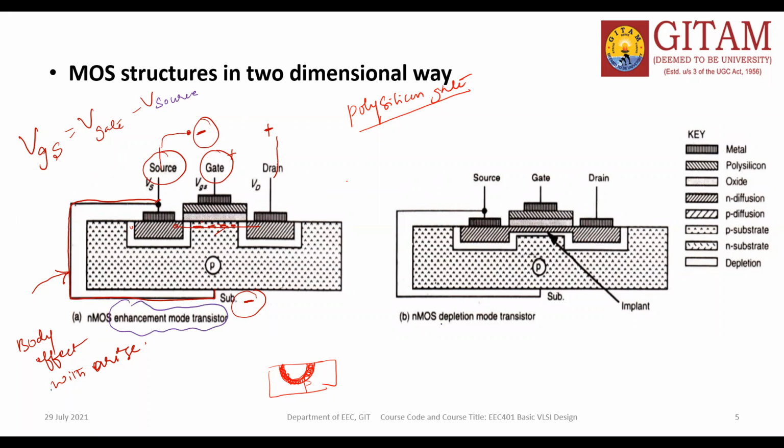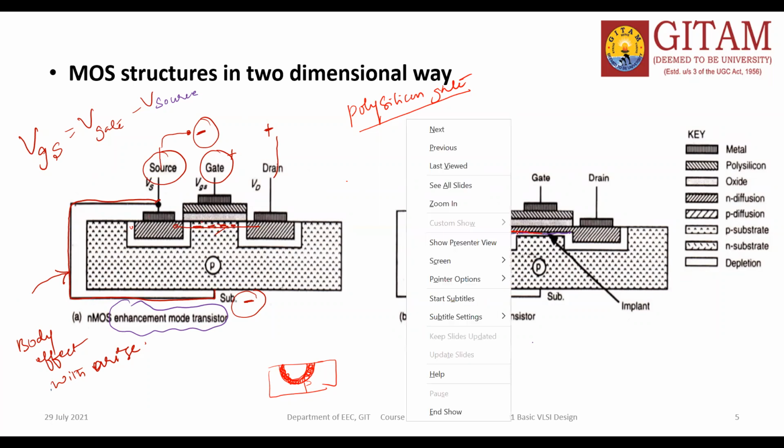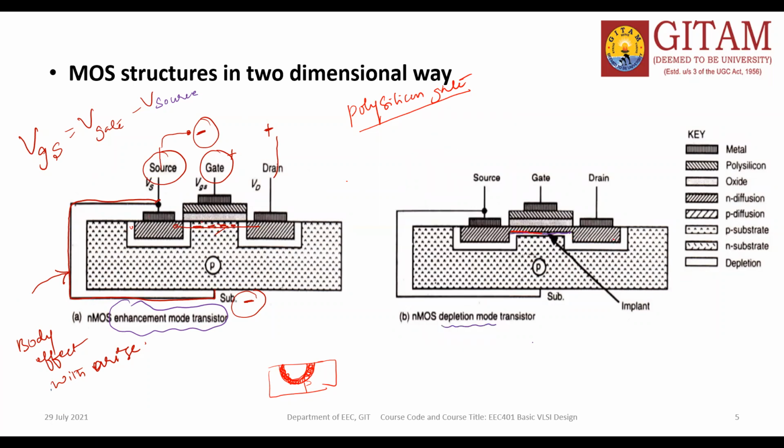Whereas in a depletion mode transistor, the channel we have to create while we are fabricating the transistor. That is what is important. While we are fabricating the transistor, as soon as we create the source and drain, we have to create the channel also. That is called an implanted channel.